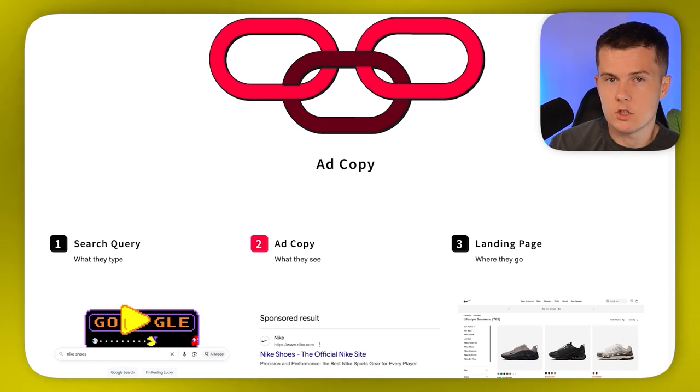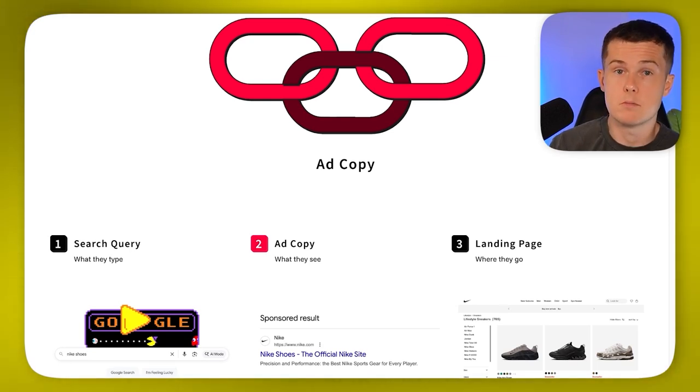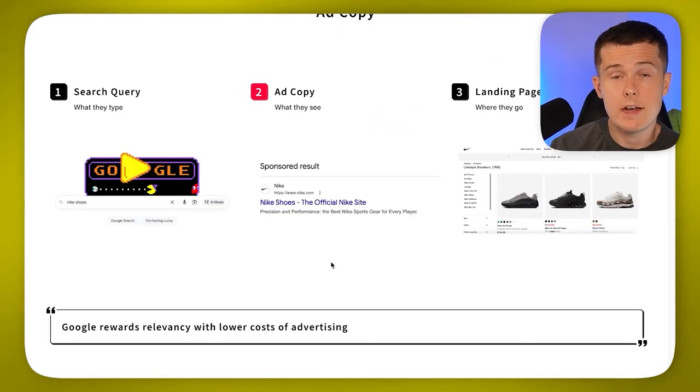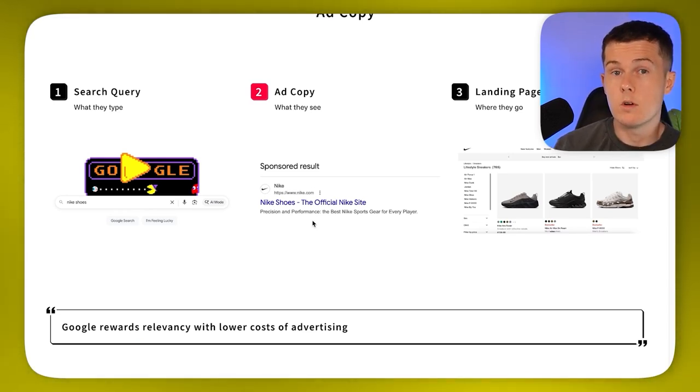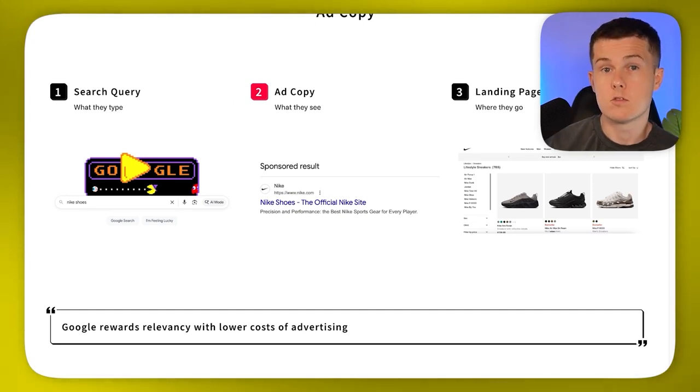But here's what's really interesting, and this is where most advertisers miss out on serious money. Google actually rewards this relevancy through their quality score system. When your congruency chain is tight, Google sees your ad as super relevant to the user search query. And this relevancy directly impacts your quality score, which is Google's way of measuring how useful your ad is to the searcher. And here's the beautiful part.